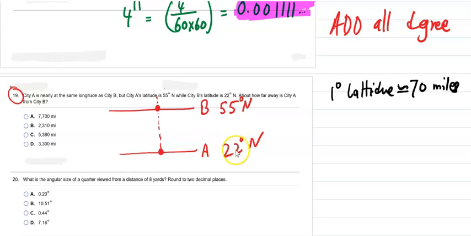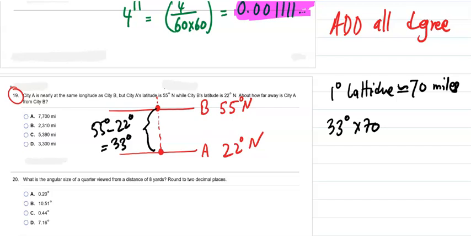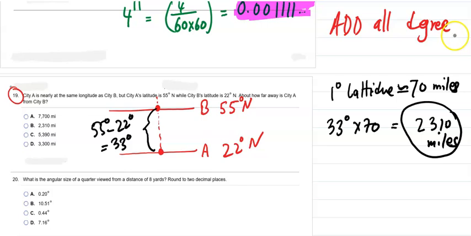So if you are at 22 degrees north and 55 degrees north, how much is the difference in between? It's 55 minus 22, which is 33 degrees difference. So 1 degree corresponds to 70 miles, and 33 degrees corresponds to 33 times 70, which gives you 2310 miles. So these two cities are 2310 miles apart.